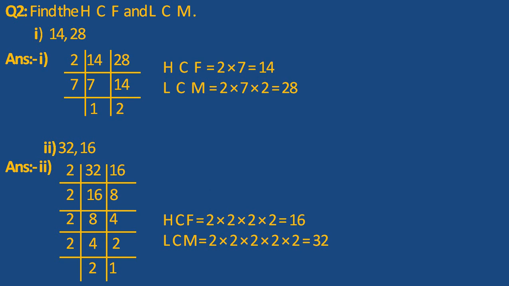Look at the second sum, 32 and 16. We will factorize it. You can see towards the left hand side of the sum, the common factors, that is 2 multiplied by 2 multiplied by 2 multiplied by 2. 4 times 2, which is equal to 16. Whereas for LCM, the common and the uncommon, 4 times 2 along with the bottom 2, fifth time. That means LCM is 32.